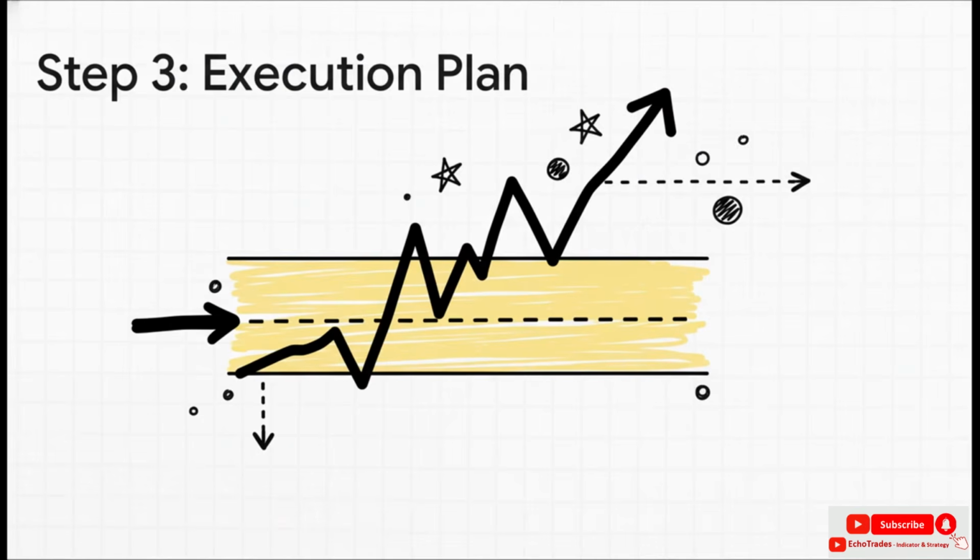So, with the odds stacked this heavily in our favor, step 3 is easy. We just execute the plan, no emotion, just rules. We place a limit order to buy somewhere inside that hot zone. We put our stop loss just below the golden zone, giving it a little breathing room. And for our target, we aim for the previous swing high. It's a clean, simple, mechanical trade plan.